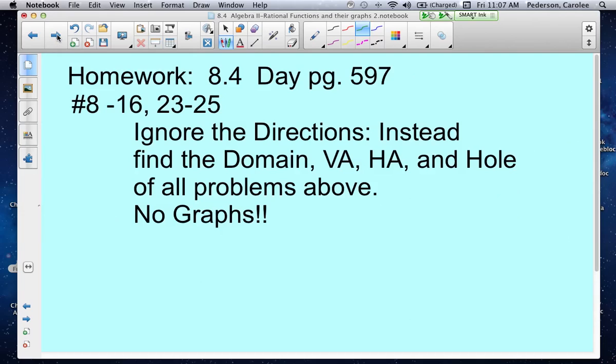So what your assignment will be is a little different than what it says in the textbook, because we are not graphing these. You're going to do problems 8 through 16 and 23 through 25. You are going to find the domain, the vertical asymptote, the horizontal asymptote, and the hole for each of these problems. No graphing, no finding the zeros of the function like it says.